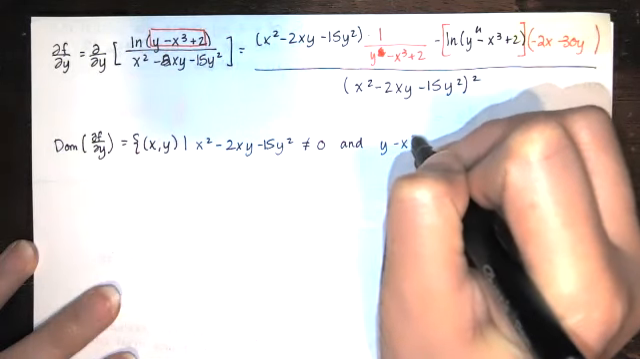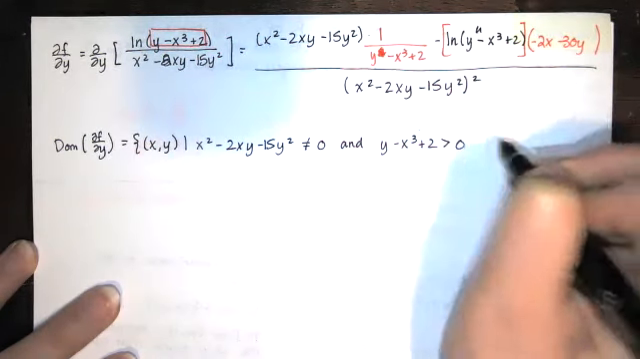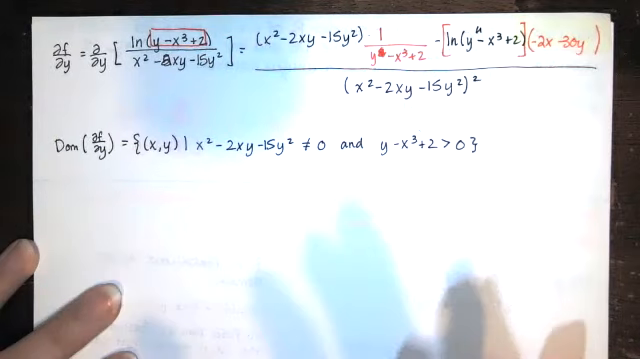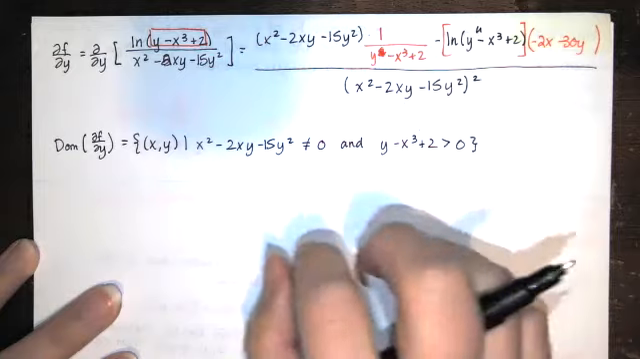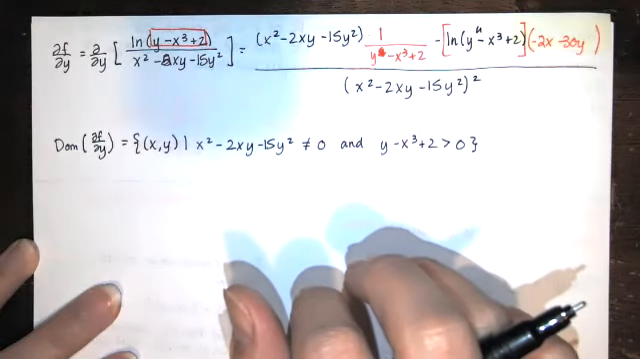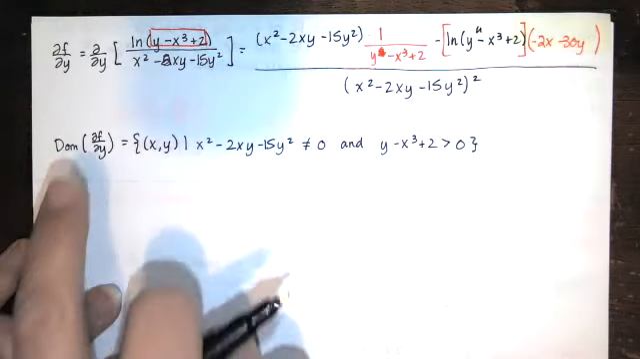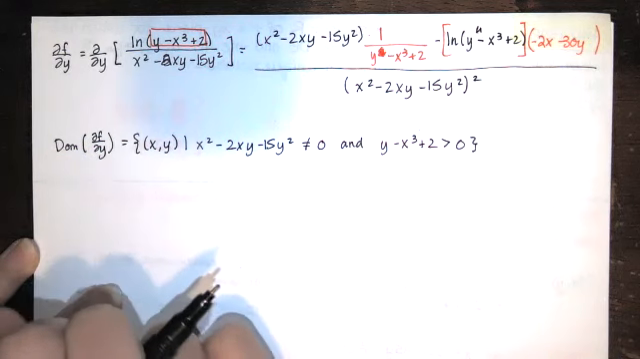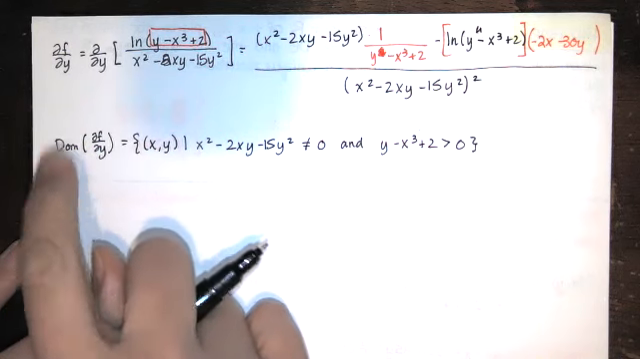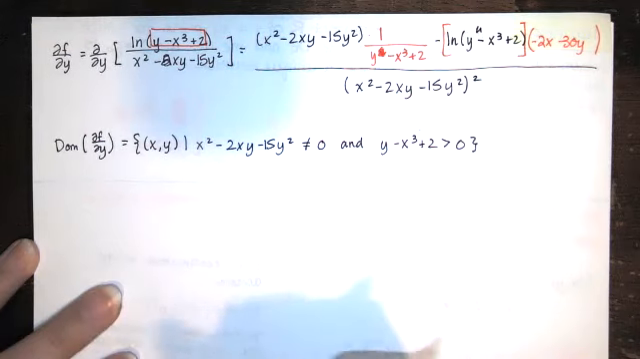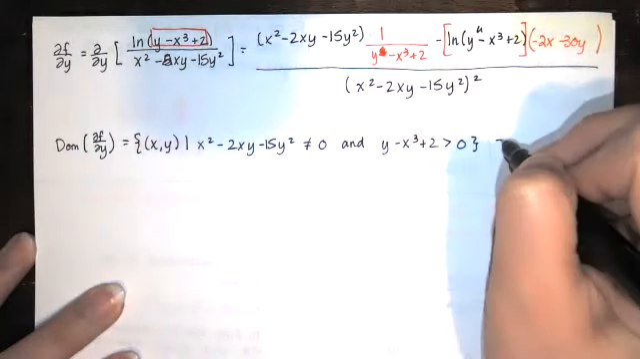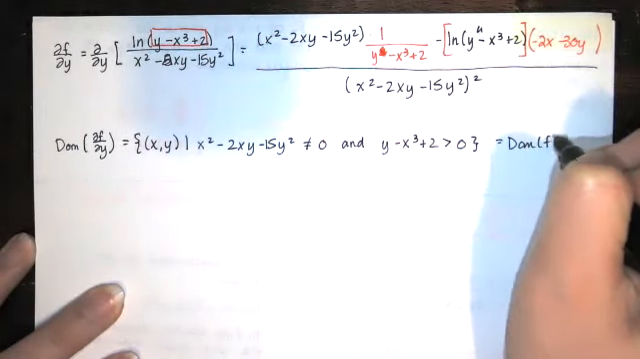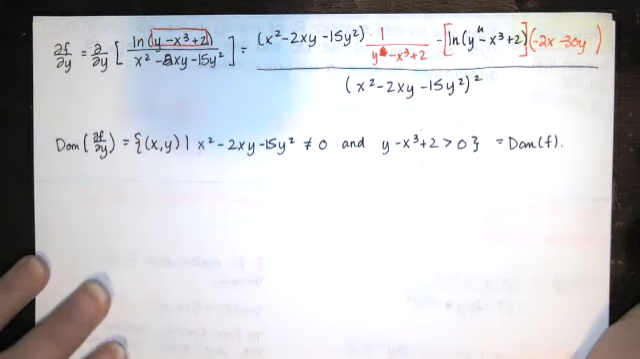So we have y minus x cubed plus 2 must be greater than 0. So it turns out that in this case, the restrictions on the partial of f with respect to y are exactly the same as the restrictions on the domain of f. The restrictions on this domain are the same as the restrictions on the other domain. I may have misspoke for just a moment there. So this happens to be equal to this. Both functions are continuous on their domain.